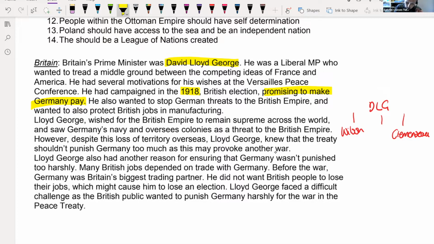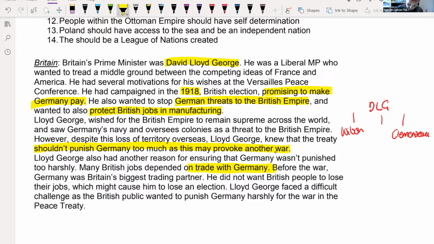He wanted to stop German threats to the British Empire, and he wanted to protect British jobs. So a bit about protecting himself and his own country, a bit about actually bringing around this punishment for Germany. Again, as Wilson did, he didn't want to provoke another war. We know that it did. He wanted to make sure that trade with Germany could carry on. So he thought if you cripple the German economy too much, like Clemenceau wanted, then we couldn't carry on trading with Germany. So he wanted to strike a balance here.